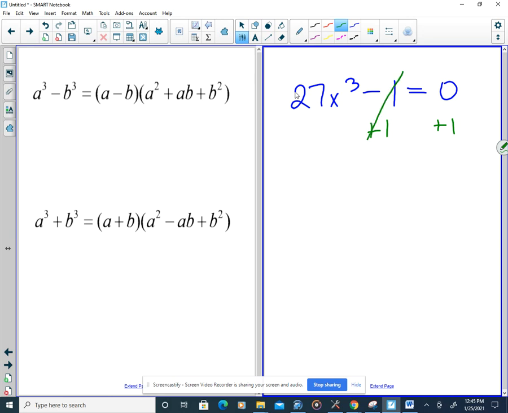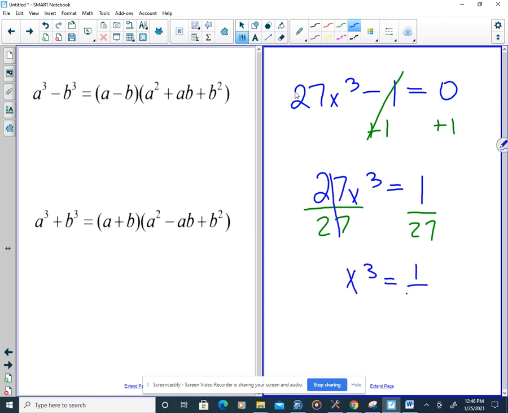This is a good start, okay? I don't blame you for doing this. And you end up with 27x cubed is equal to 1. And then the next step you did was divide both sides by 27, and you got x cubed is equal to 1 over 27. And then, I'm assuming this is what you did next: took the cube root of both sides.